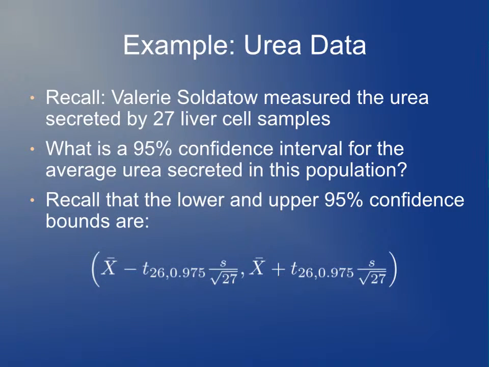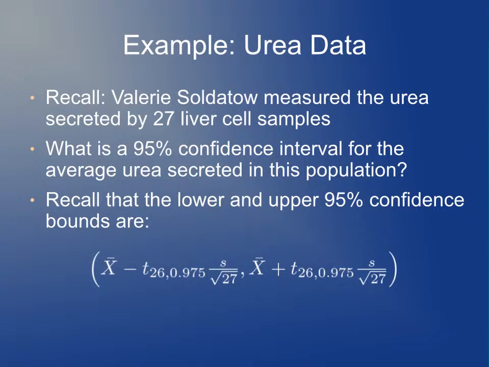So here's some examples of how to calculate confidence intervals in R. This is data given to me by a former student in this class where she measured the urea secreted by 27 liver cell samples. I posted this data set on Sakai if you want to try any of these examples yourself. So in this case, the upper and lower 95% confidence bounds are x bar minus appropriate quantile of the t-distribution times s divided by the square root of n. The upper confidence bound, you just replace the minus with a plus.